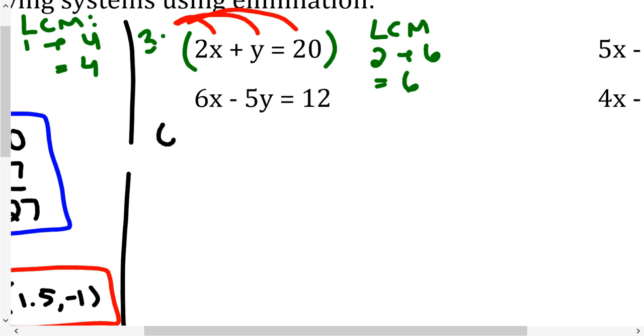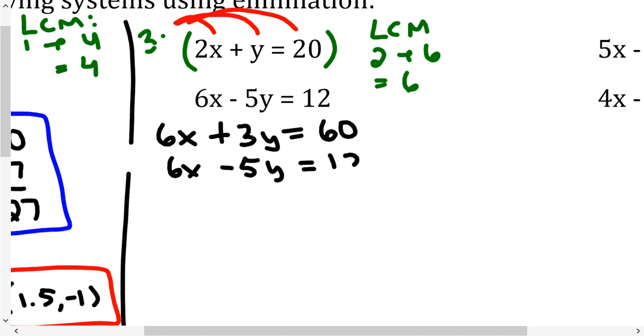So we get 6x plus 3y equals 60, right? Everything is 3 times as large. That means that the left side and the right side are still equal because we did one thing to the left that we did to the right as well. If I stack that with my next equation, 6x minus 5y equals 12.